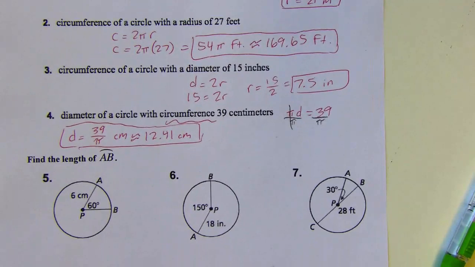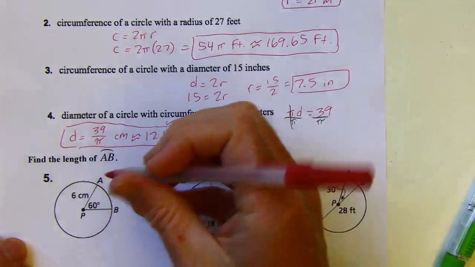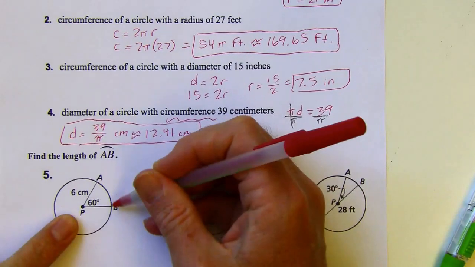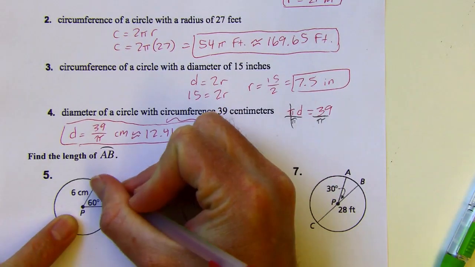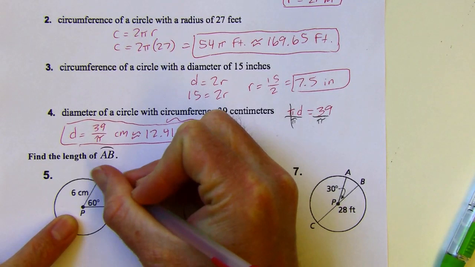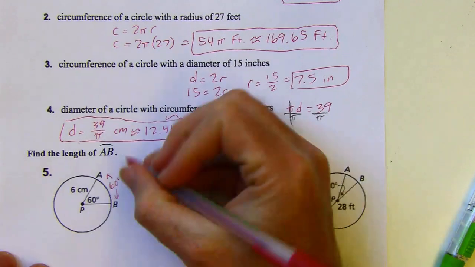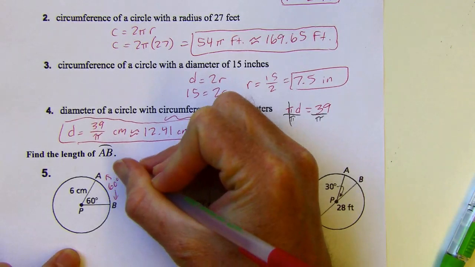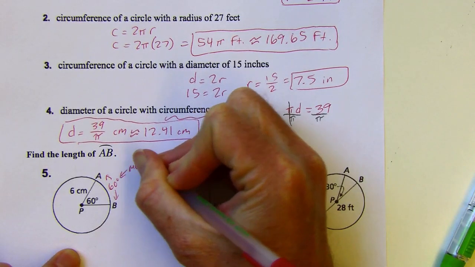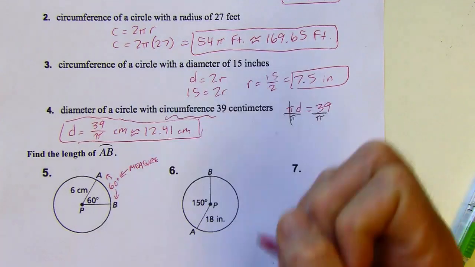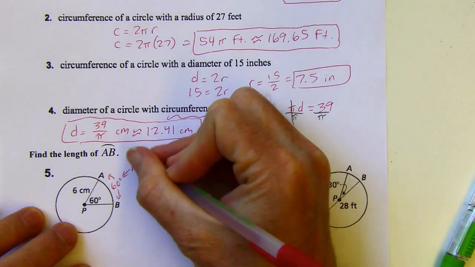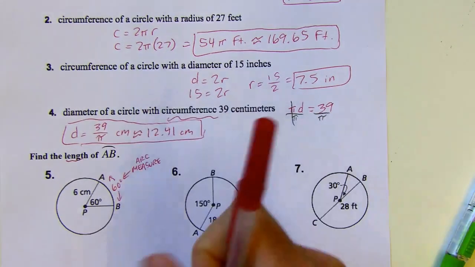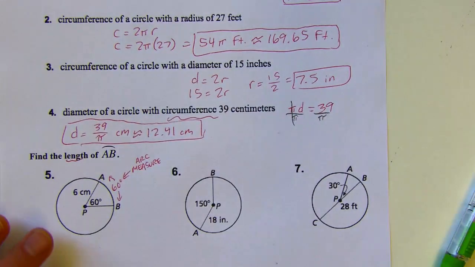Now we're finding the length of arcs. If I was looking for the measure of arc AB, that would be 60 degrees. But this is not the measure. We're looking for the length. This is the arc measure, and that is different. The length is actually part of the circumference.